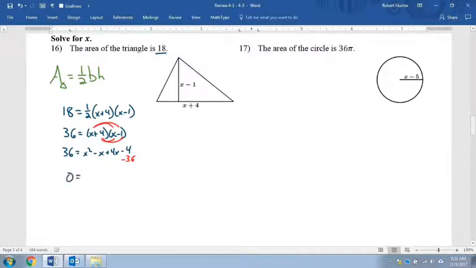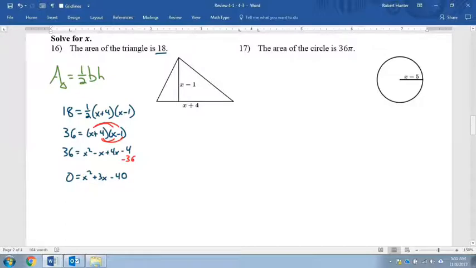So 0 equals x squared, minus x plus 4x is 3x. 36 and 4 make 40. Yeah, -40. Okay, from here, you can solve that however you want.